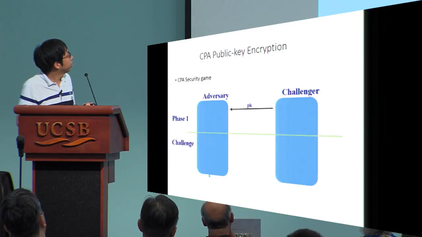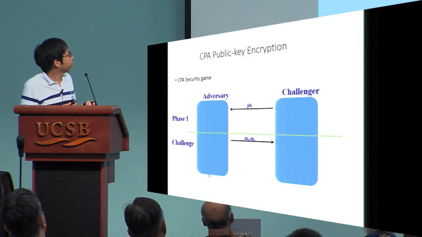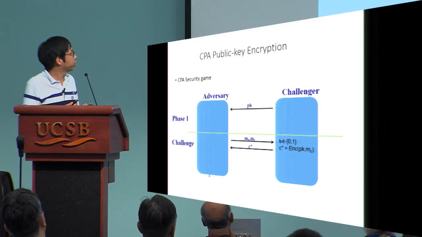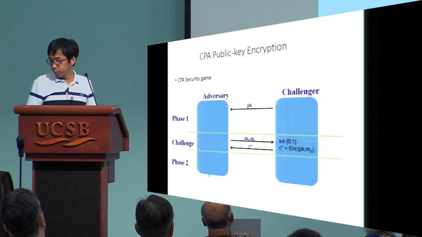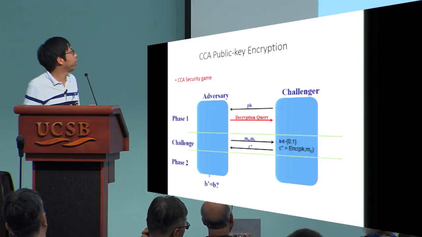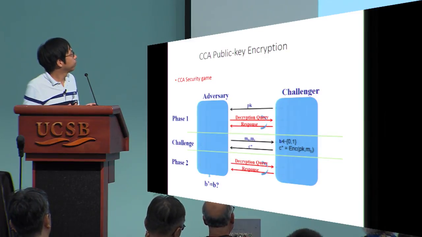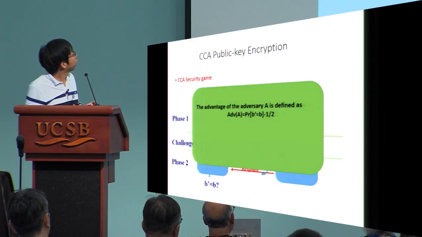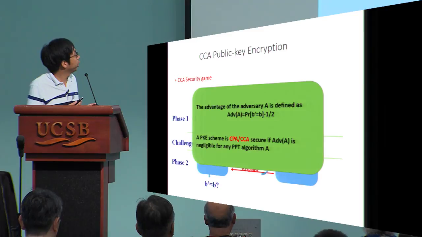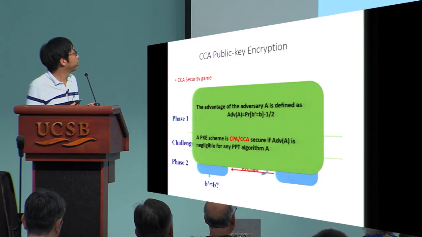So it just says that two messages are indistinguishable. The encryptions of the two messages are indistinguishable. Okay, so these are all the standard definitions. And for CCA, the challenger will answer decryption queries. And for the tag-based case, for a secure CPA and CCA scheme, we need the advantage of the adversary to be negligible.